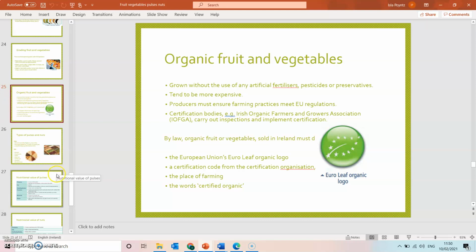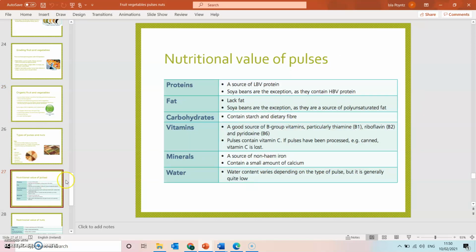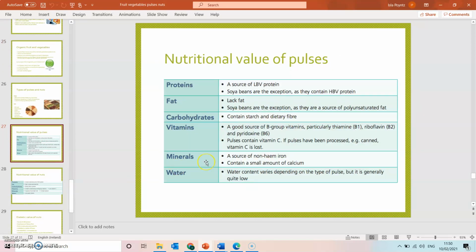Okay, right, and then just down to pulses. There was just a little bit on pulses on its own. Okay, LBV, but the soybean, which is a vegetable, it's a pulse vegetable, is HBV. So just a little bit about these on their own. Soybeans have polyunsaturated fat. So this is recapping really. Okay, non-heme iron again, and a small amount of calcium.